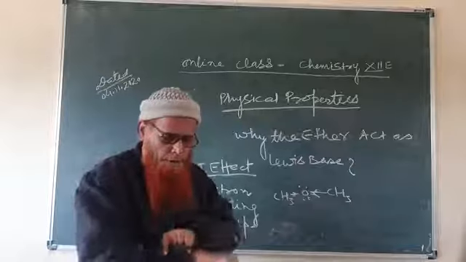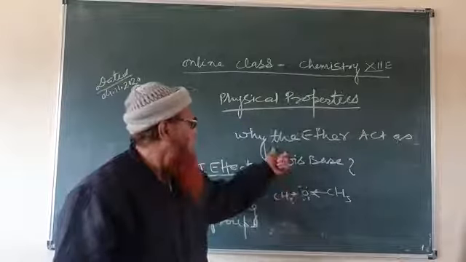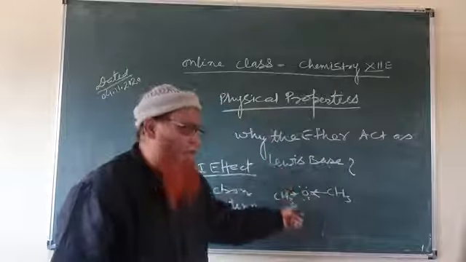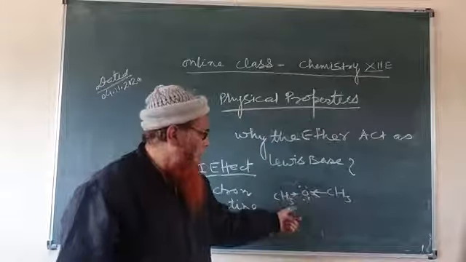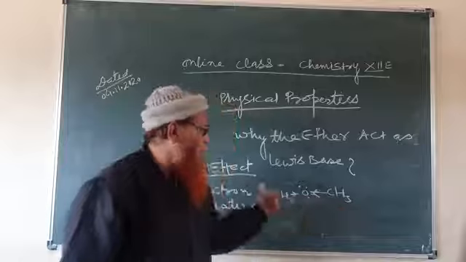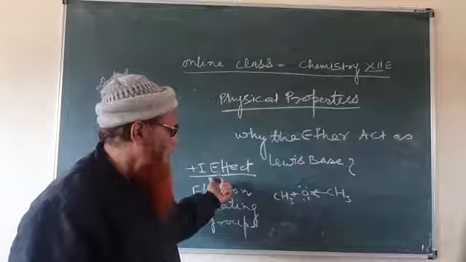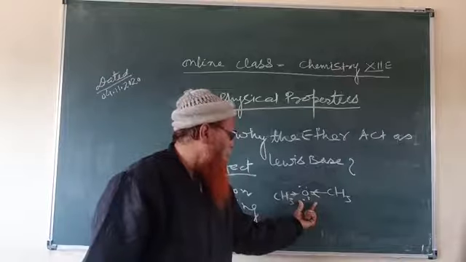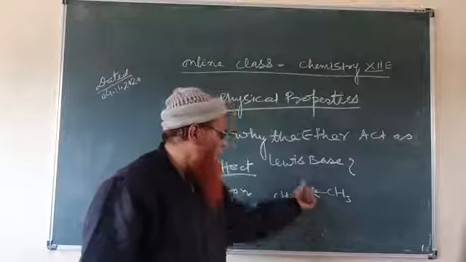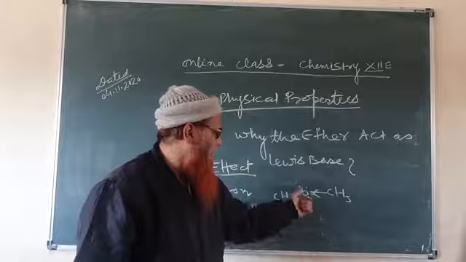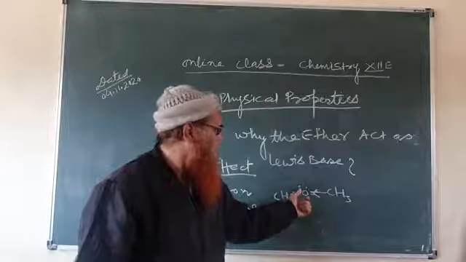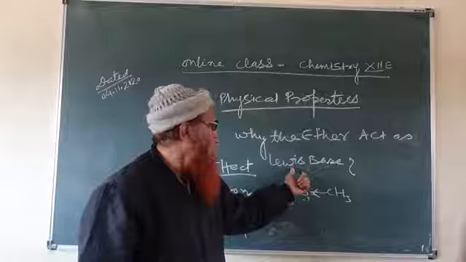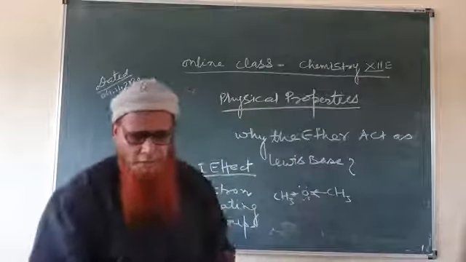So, my dear student, this is the important question: why does ether act as the Lewis base? Because in ether alkyl groups are attached. These alkyl groups act as plus I effect groups and increase the electron density on the oxygen atom. So it easily donates the electron. So an electron donor, according to Lewis, acts as the Lewis base. So ethers act as Lewis bases.